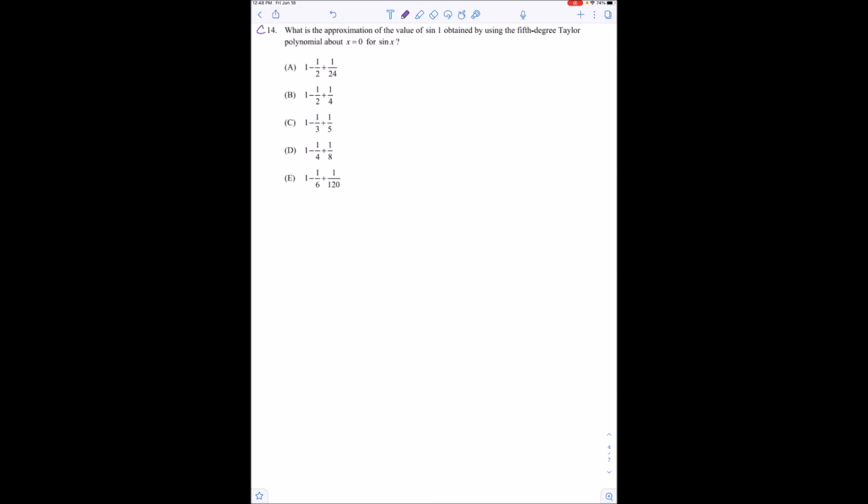Okay, now on to C14. What is the approximation of the value of sine of 1 obtained using the 5th degree Taylor polynomial about x equals 0 for sine of x? So this is a Maclaurin series. And let me write out the Maclaurin series for sine of x. So if you remember, sine of x equals x minus x cubed over 3 factorial plus x to the 5th over 5 factorial. I'm just going to go up to there because it just asked for a 5th degree polynomial.